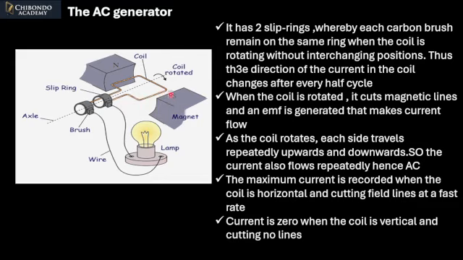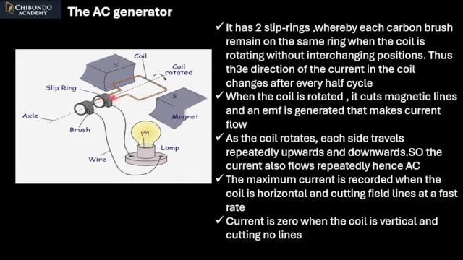Let's say this side is the one which is causing negative and this side is the one which is causing positive. As you can see, this one is fixed to this slip link. So in the first rotation, when this part is positive and it has reached this point, connected to this carbon brush, it will again be negative and this side will be positive.